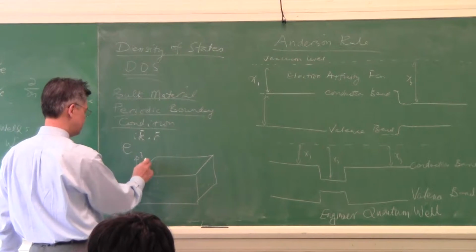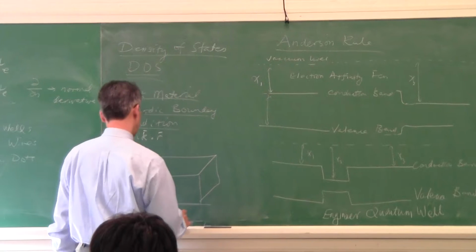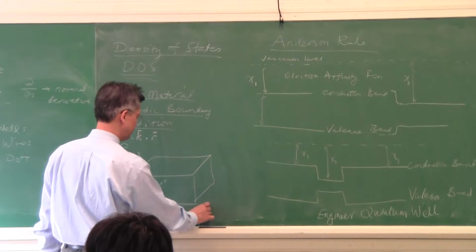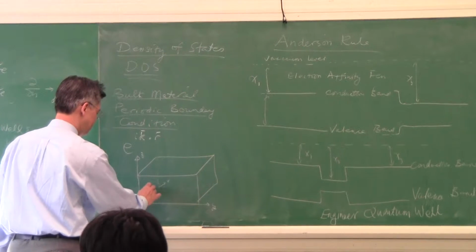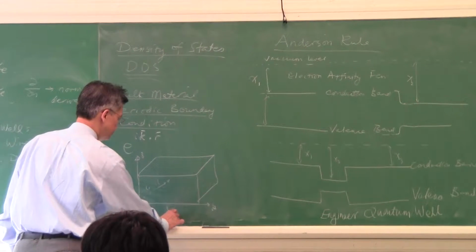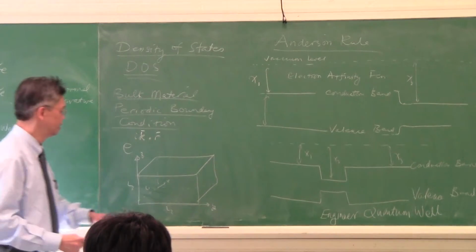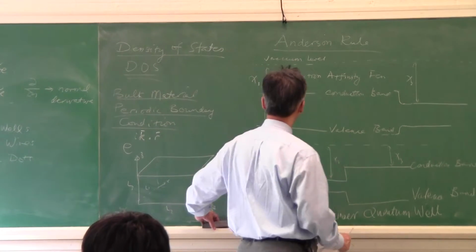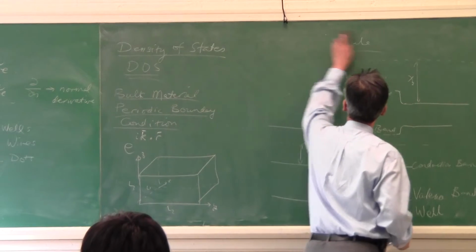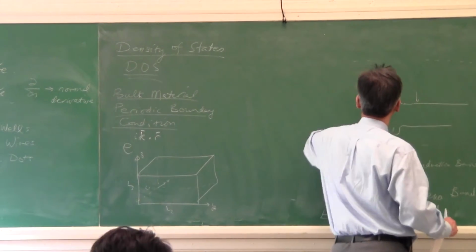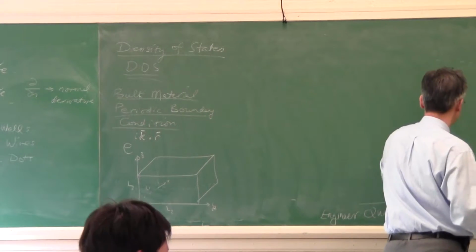This might be my z-axis, maybe I put my x-axis into the blackboard, y-axis, and then you might have L1, L2, and L3 for your three dimensions. And if you impose a periodic boundary condition, it means that the wave function repeats itself after the period of L1, L2, and L3.